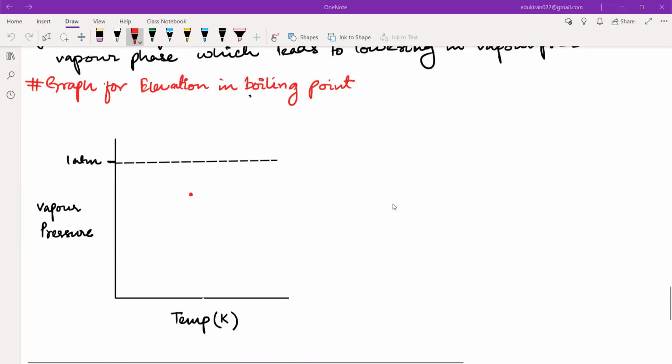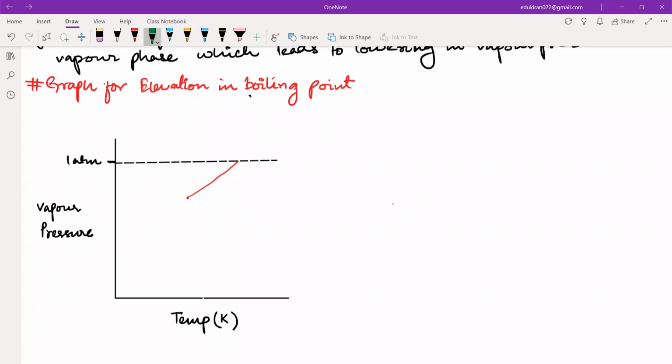You got this red point now. What is this red point? The red point is the temperature at which we are, the normal temperature. Let us say 25 degrees Celsius, which in Kelvin is about 300 K. We are here, and we only have solvent now. When we increase the temperature, the vapor pressure will increase, and it will reach 1 atm like this. Is that understood? Yes or no?